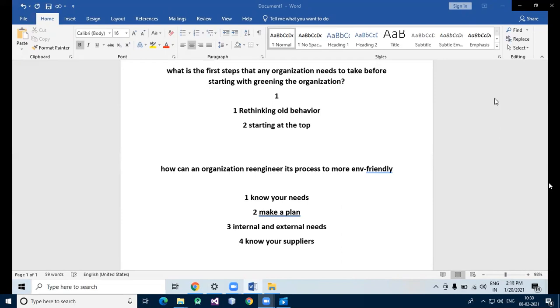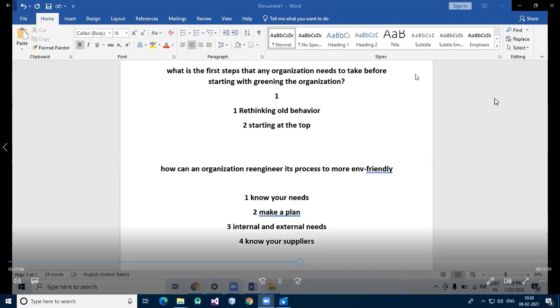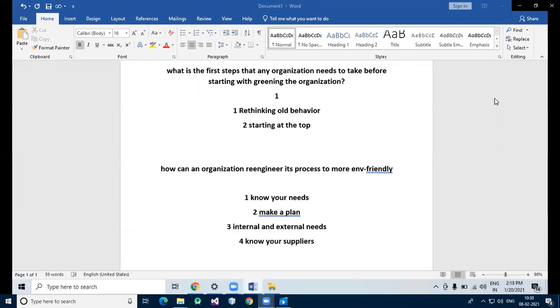Then, is the supplier willing to understand and work with your environmental goals? Then, how efficient is the supplier in using resources, materials and energy, as well as recycling and pollution prevention? So this type of question will come under know your supplier.